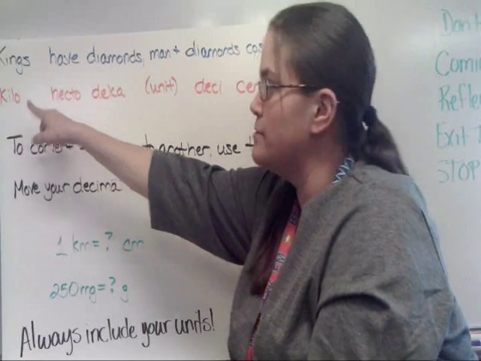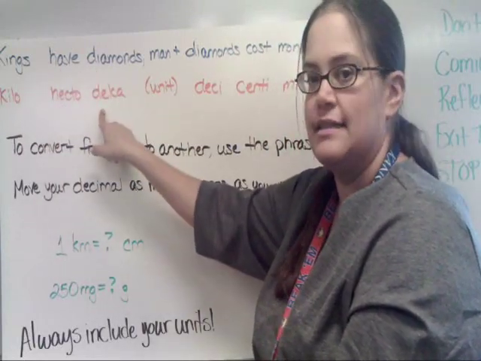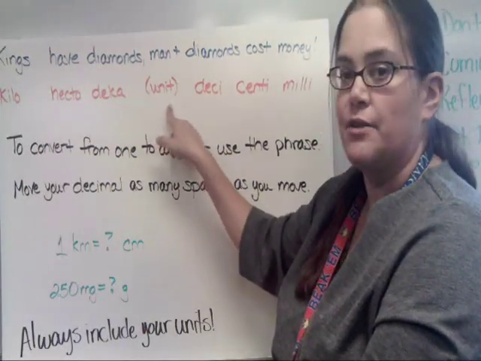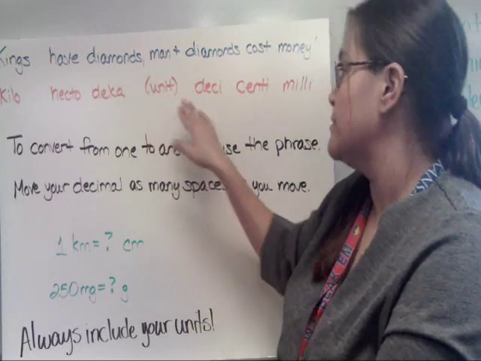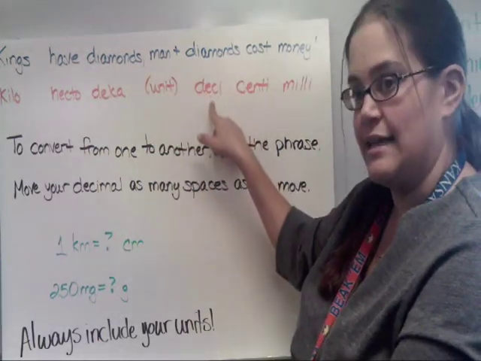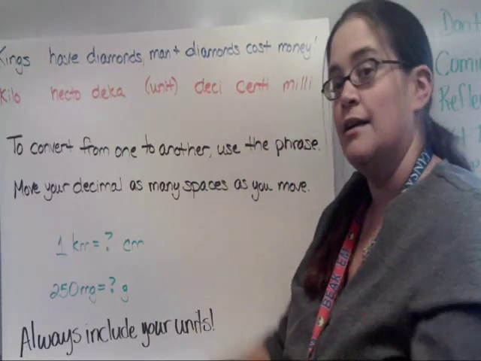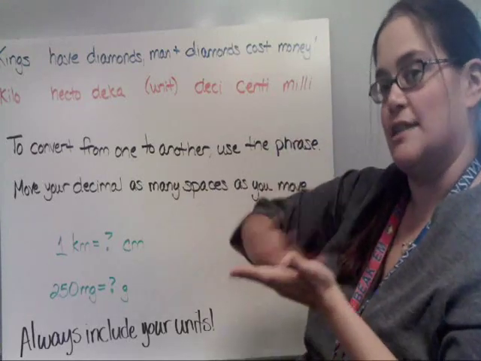So kings is kilo, half is hecto. Diamonds is deca. Man stands for meter, but that's your base unit. This could also be liter or gram. So man is your base unit. Diamonds is deci. Cost is centi. And money is milli. So kings have diamonds, man, and diamonds cost money.